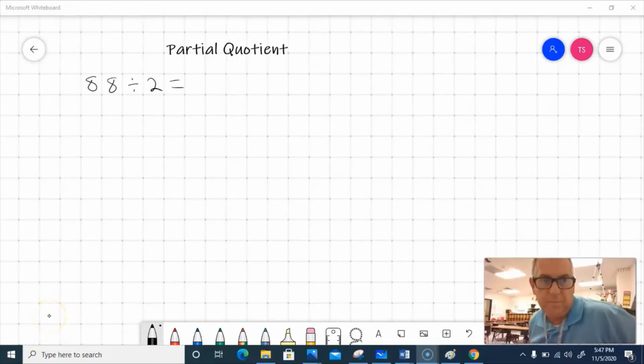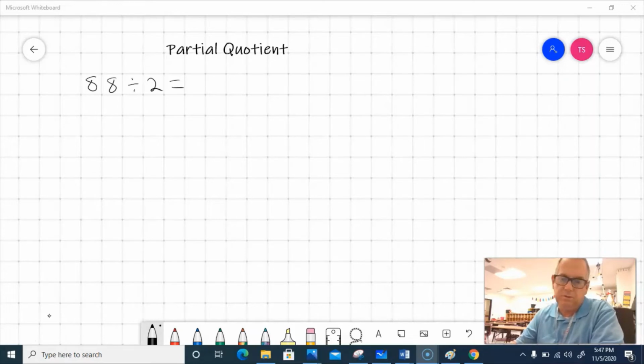Okay, we're going to look at this problem right here, 88 divided by 2, and we're going to talk about partial quotient. We typically won't use partial quotient a whole lot, but in a case like this, where I have a relatively large number and I'm dividing it by 2, it might be helpful in certain circumstances. So in this circumstance, I will say that Mr. Shoemaker brought 88 balloons to school, and he wants to give each student 2 balloons. How many students could he give balloons to?